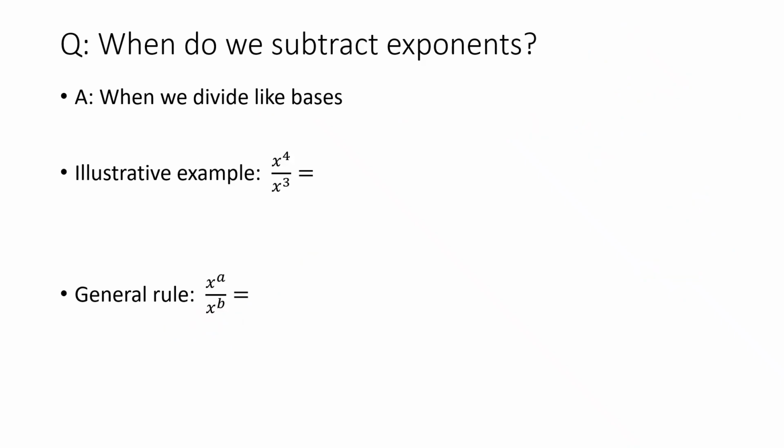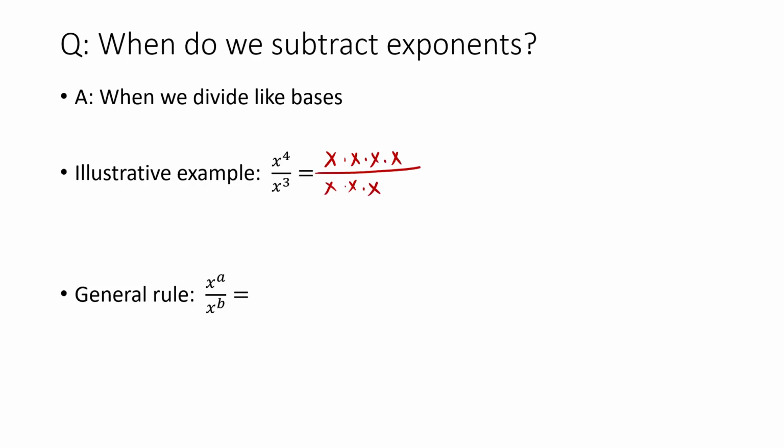All right, last one. When do we subtract exponents? Answer: when we divide like bases. And so for this example, this is going to kind of push into not new material, but a different way of thinking about it. So in this case, we're going to think of it this way. We have x times x times x times x over x times x times x.